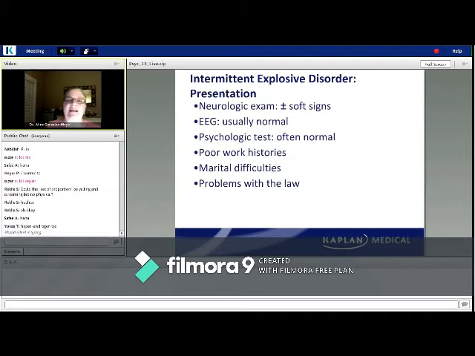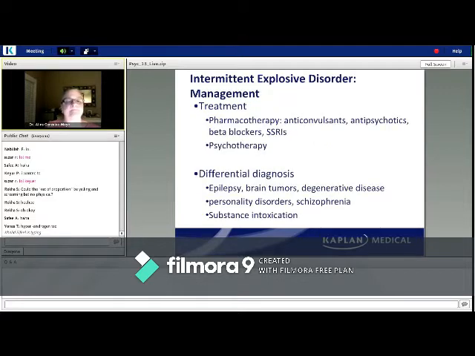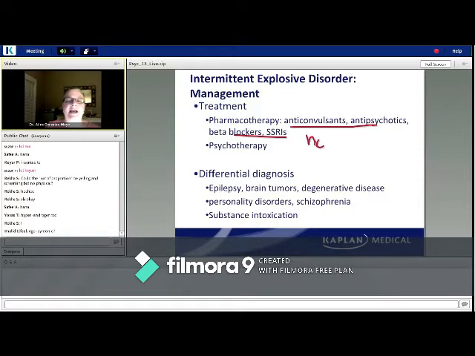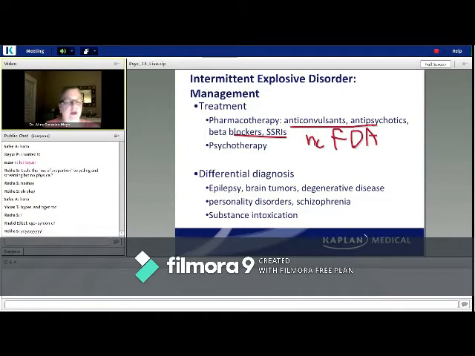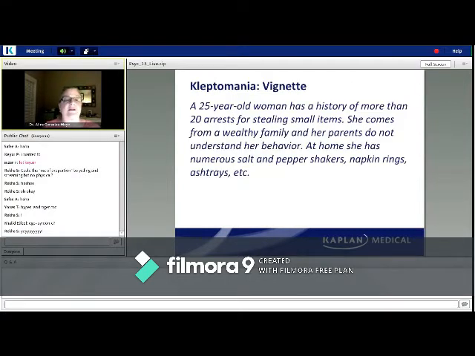Because you're out of reacting, you probably have poor work histories, problems with your spouse, and maybe problems with the law. Look at all the treatments that we use. None is FDA-approved, so guess what? No questions on the exam. That's the beauty. So it'll be a diagnosis, and that's it. You don't feel bad about what you've done. That's what makes it egosyntonic.